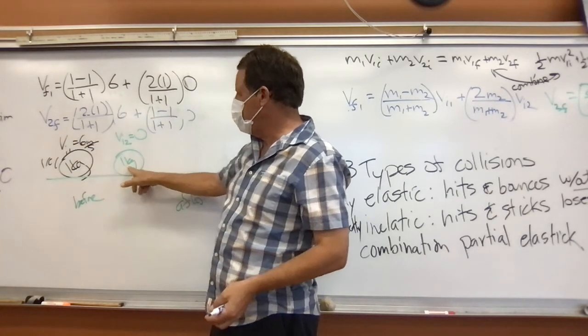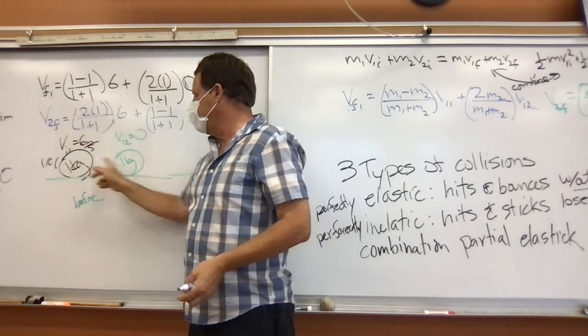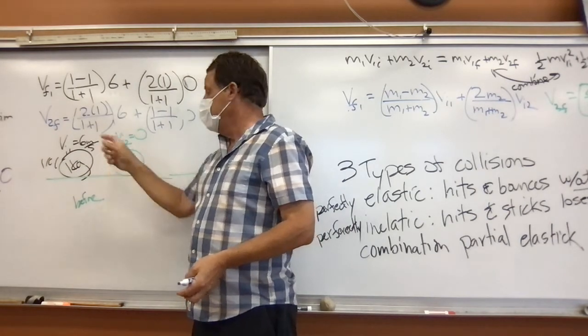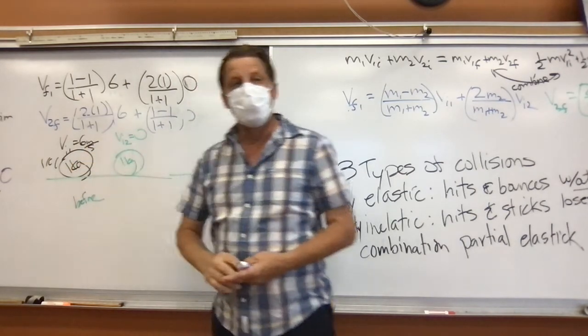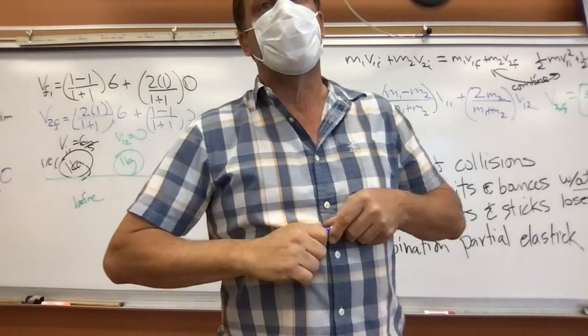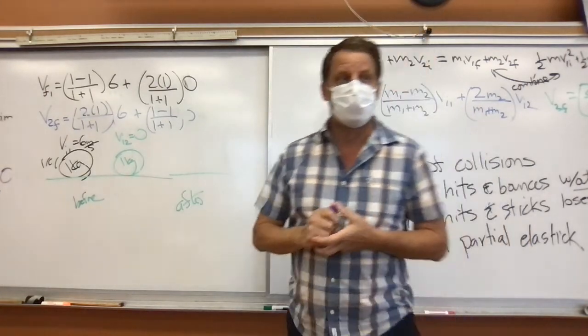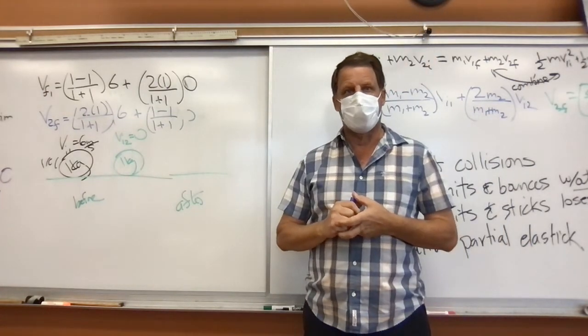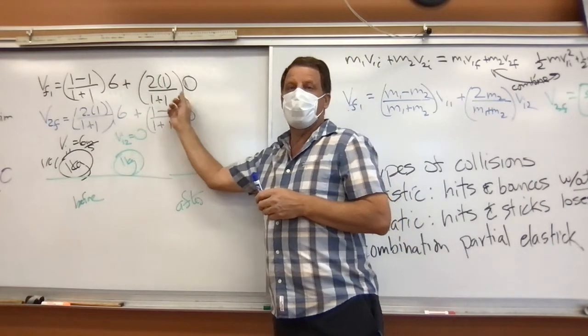So what's going to happen to the green ball is, after the black ball hits it, the black ball is going to stop and the green ball is going to go at 6 meters per second. Okay, you guys, that's the math there.